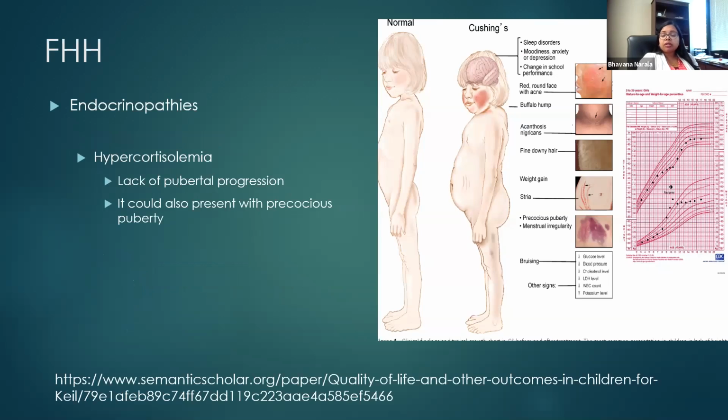Cushing's, hypercortisolemia, so they can present with lack of pubertal progression. However, it could also present with precocious puberty. Very rare. I don't think I have seen this present. I'm following a patient with Cushing's who presented with precocious puberty. So close to this, they have easy bruising, the purple striae, acanthosis, definitely growth failure that you see with increase in weight gain. So just one of the things to keep in mind.